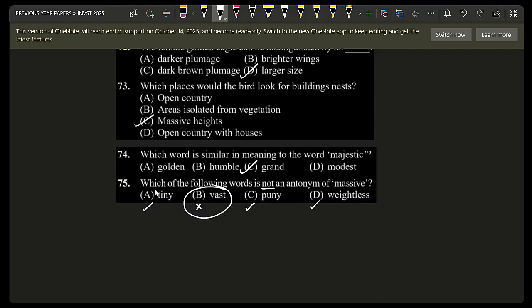So no doubts in this passage? You can raise your hands. Vedasri, what is your doubt? Sir, what is the name of that bird? Golden eagle. Golden eagle. Okay, sir.